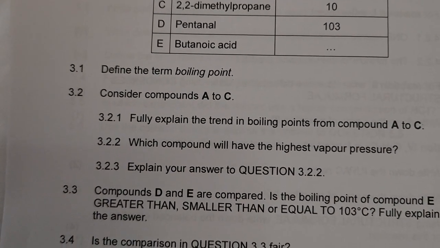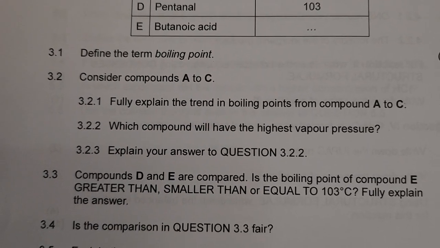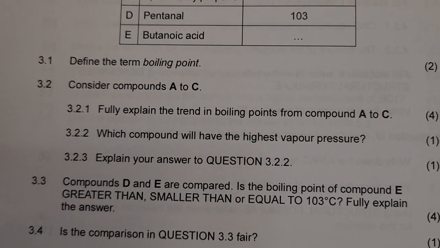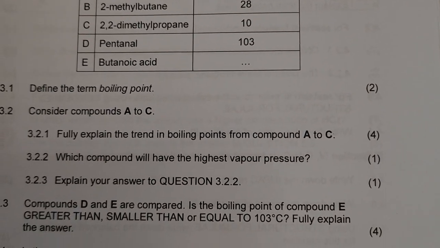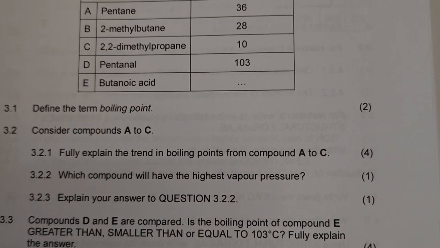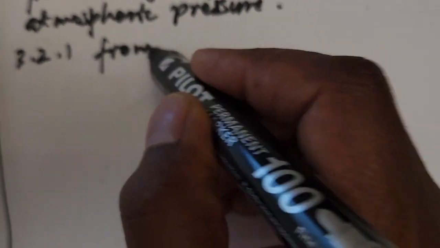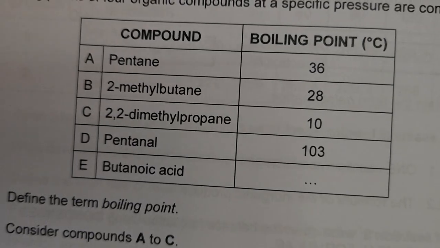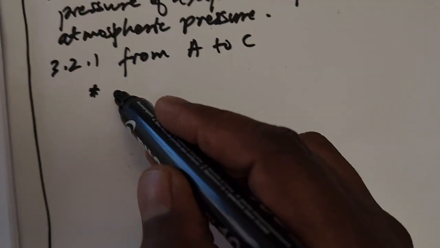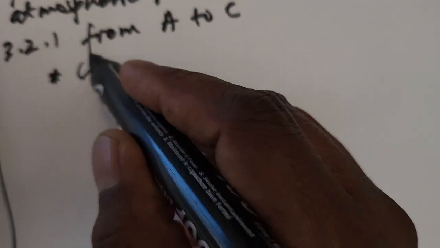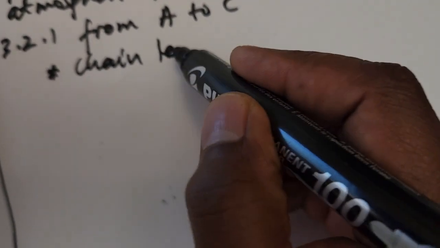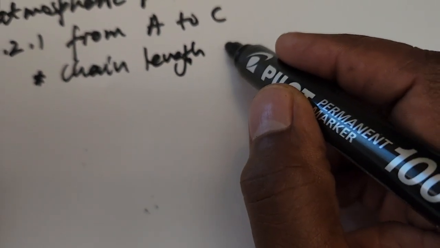So from A to C, typical trend. Fully explain the trend in boiling points from compound A to C. The easiest way of answering this question, there are many ways. Easiest way of answering this question will just use the trend. Using the trend is very easy. Just tell the examiner, I'm moving from A to C. Therefore, from A to C, remember A has got the longest chain length compared to the rest of them. Therefore, from A to C, the chain length decreases.